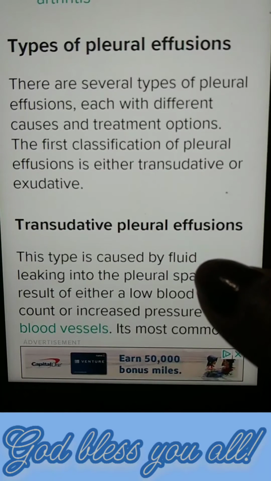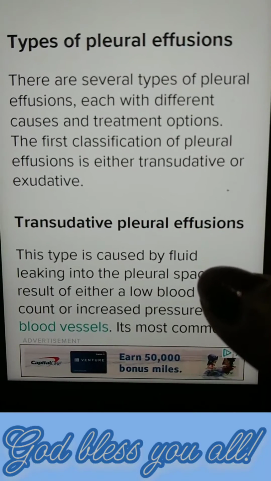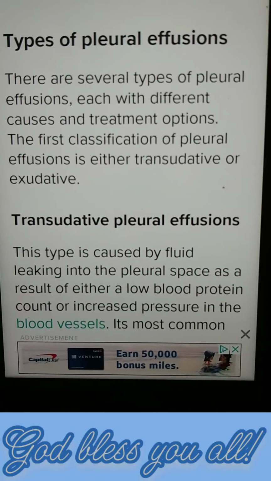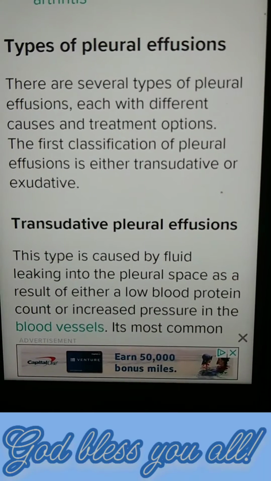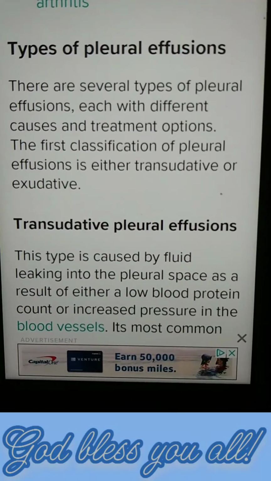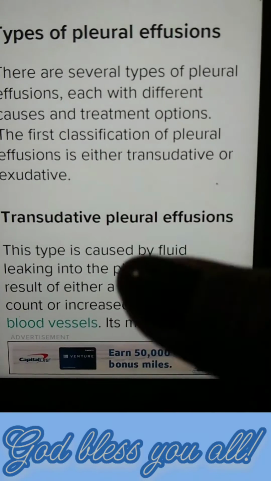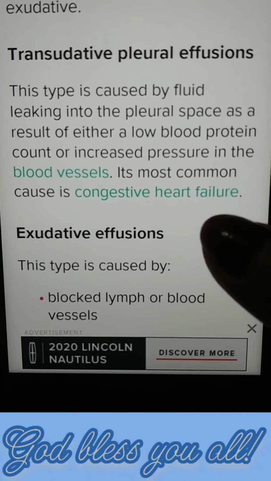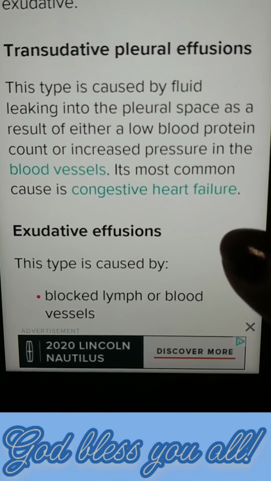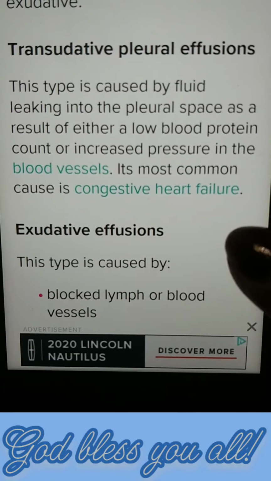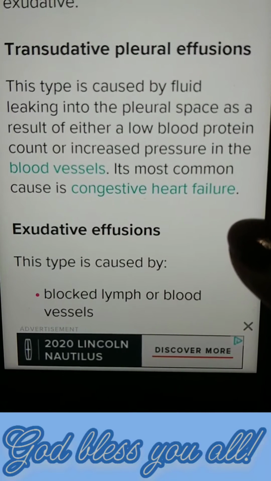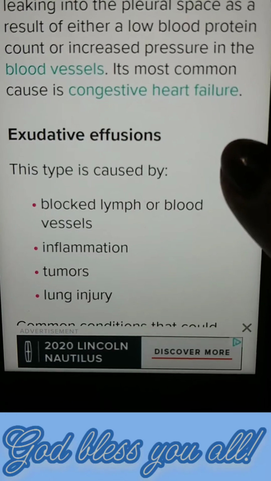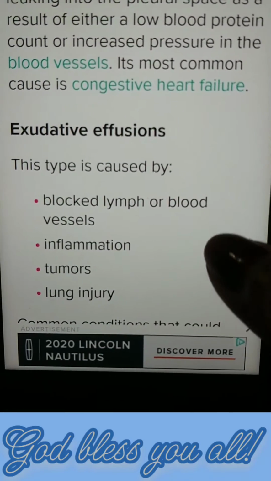Types of pleural effusion. There are several types of pleural effusion, each with different causes and treatment options. The first classification of pleural effusion is either transudative or exudative. Transudative pleural effusion. This type is caused by fluid leaking into the pleural space as a result of either a low blood protein count or increased pressure in the blood vessels. Its most common cause is congestive heart failure.